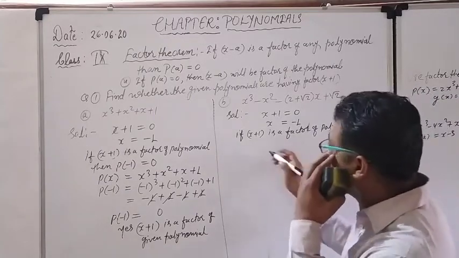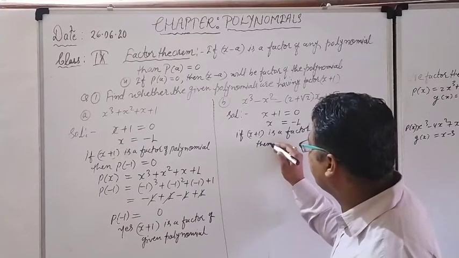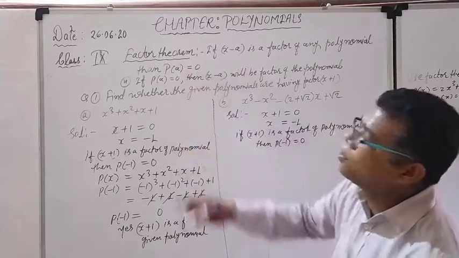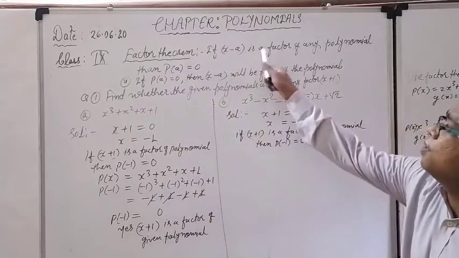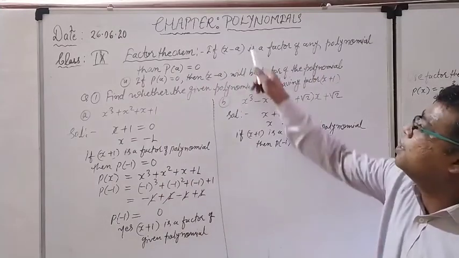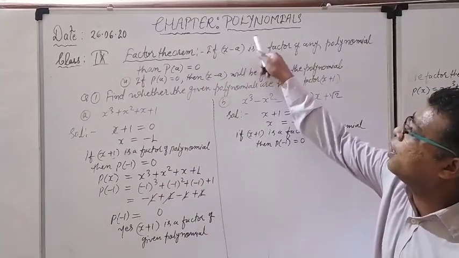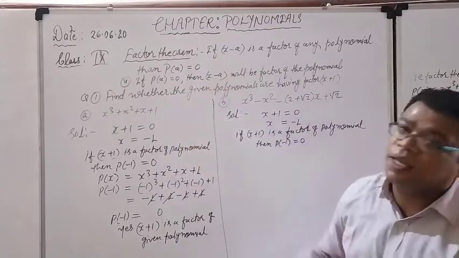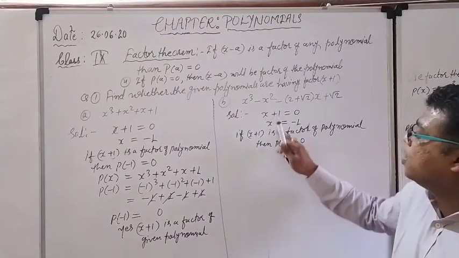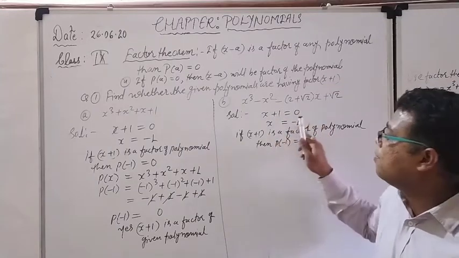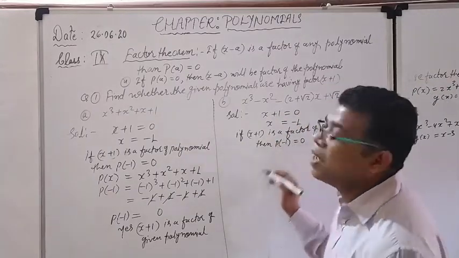If x plus 1 is a factor of the polynomial, then we know that p(-1) should be equal to 0. Why? Because the factor theorem says that if x minus a is a factor of any particular polynomial, then p(a) is equal to 0. If you equate x minus a to 0, you get the value of x as a, and that's why we are getting p(a). Same thing I am doing: x plus 1 is equal to 0, so x is equal to minus 1. So I will calculate p(-1).